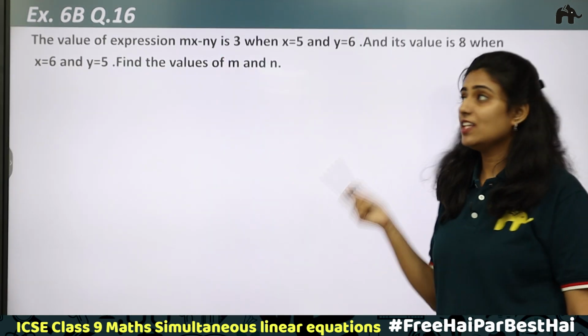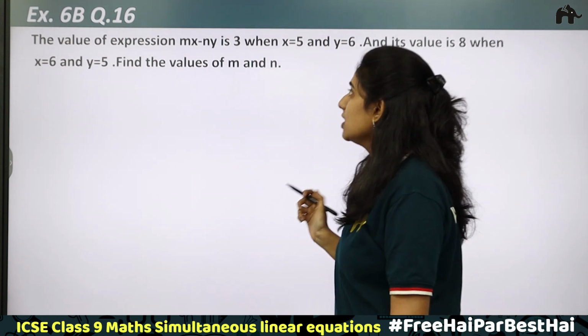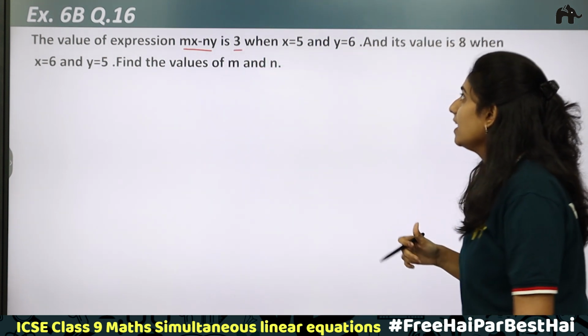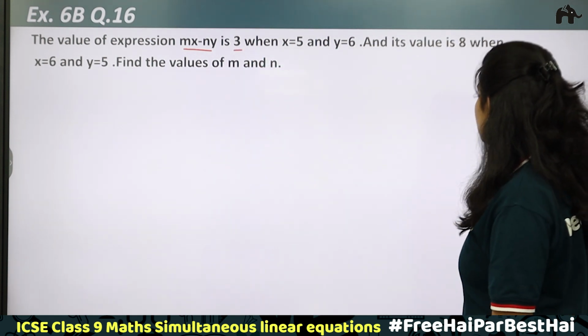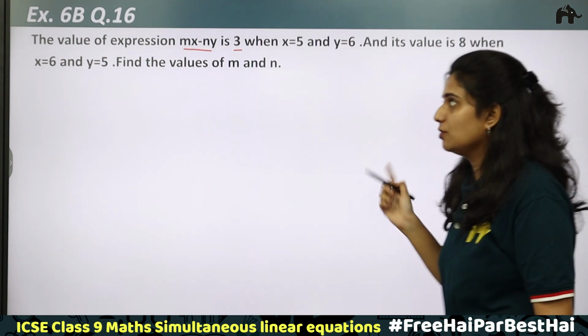Clear? Here we have the last question for today, question 16 of exercise 6b. The value of expression mx minus ny is 3 when x is equal to 5 and y is equal to 6. And its value is 8 when x is equal to 6 and y is equal to 5. Find the values of m and n.